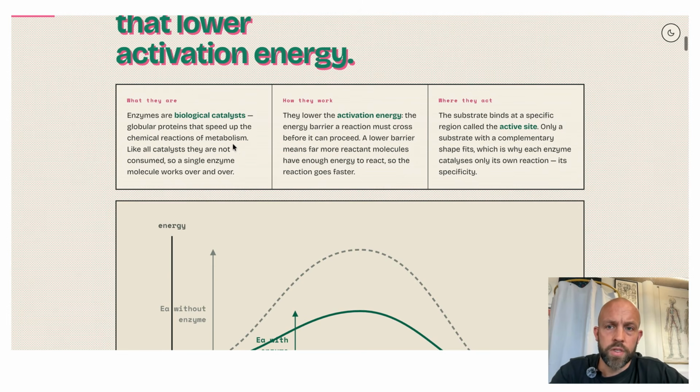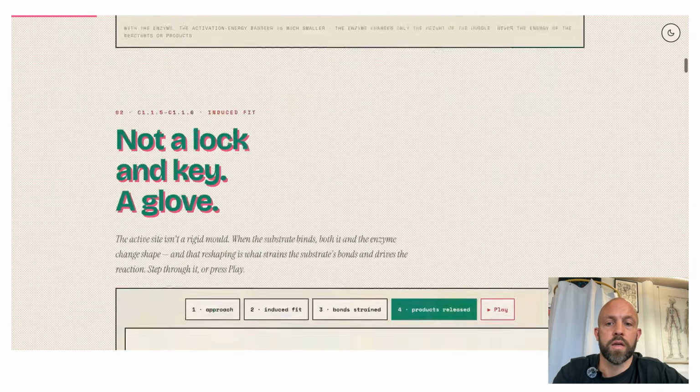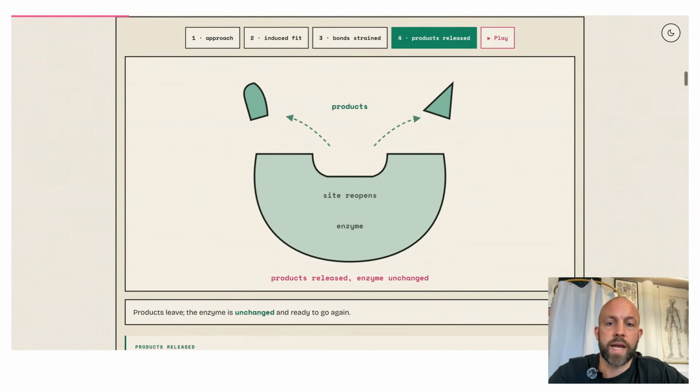So up at the top of your interactive lesson that you can follow along with, we've got the three basic concepts: what they are, how they work, and where they act. And what we're going to focus on, we spoke about these two already. They are biological catalysts. They work by lowering activation energy. And where is all this activity happening? So it's to do with the active site.